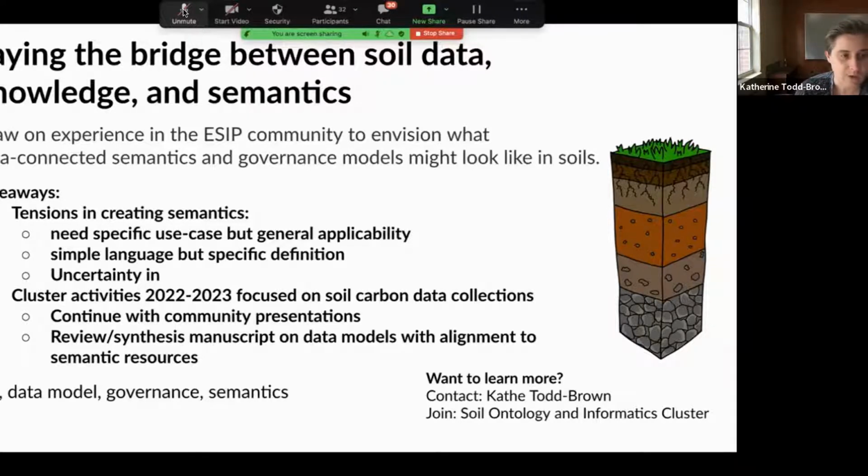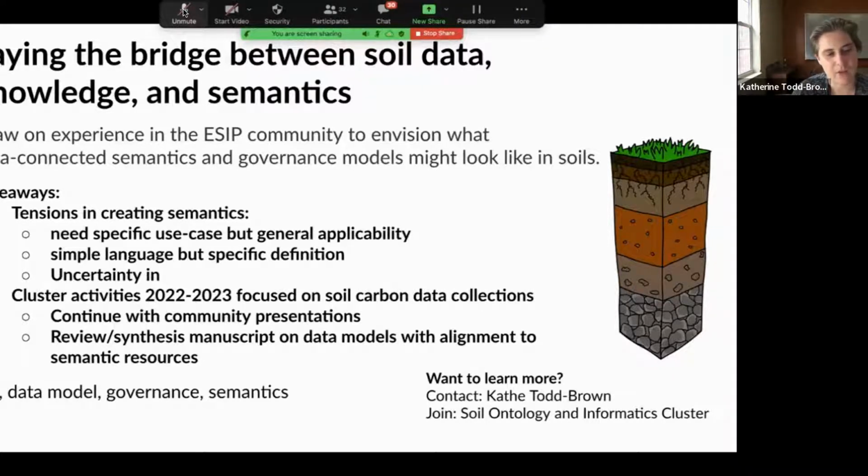So some tensions that were identified in creating these semantics were balancing the need for a specific use case with general applicability, simple language with specific definitions, and uncertainty and governance questions. Sorry, I didn't quite finish that slide apparently.